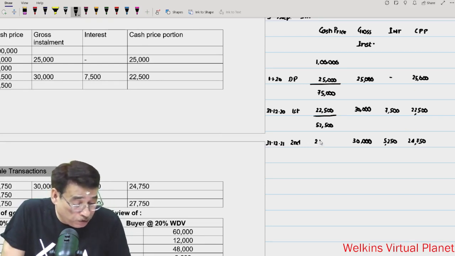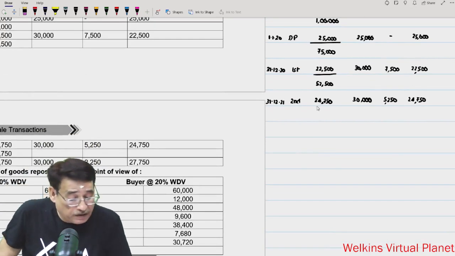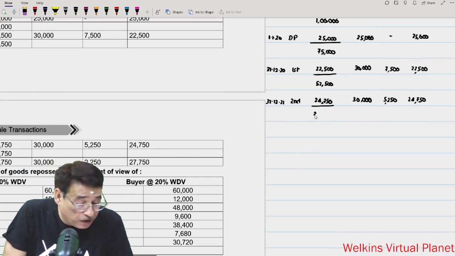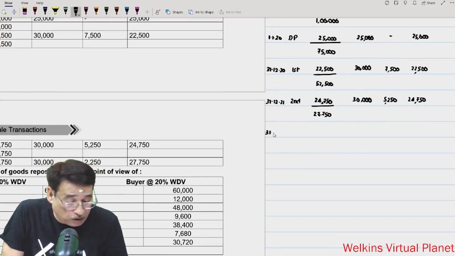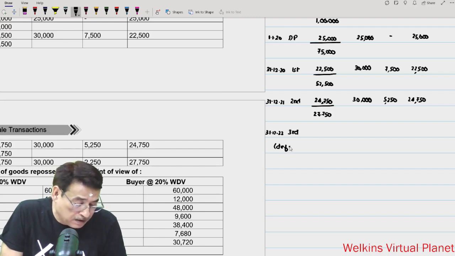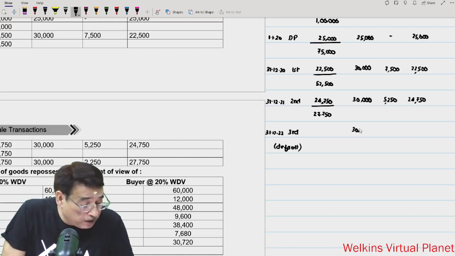The cash price portion you will have to subtract from the cash price. Now, you will find out the balance. What is the balance now? Balance is 27,750. Now, 31st of 12, 2022, this is your third installment, and default is also committed on this particular installment. Moreover, this is your last installment also. Correct? Installment amount is 30,000.